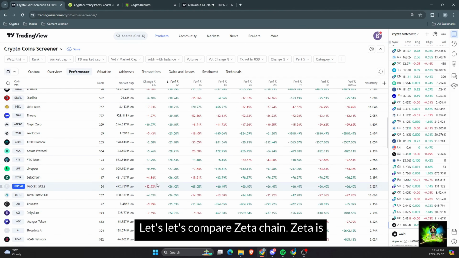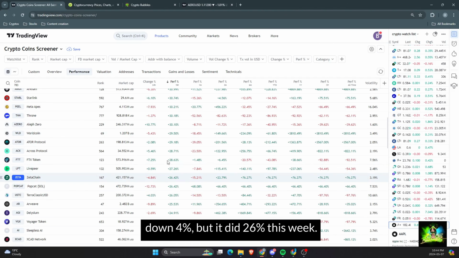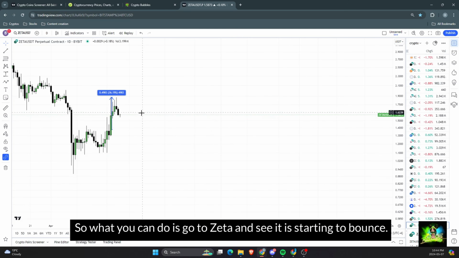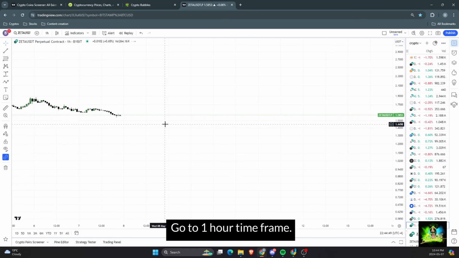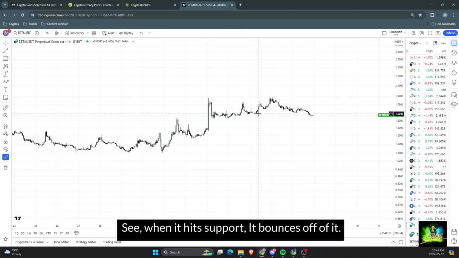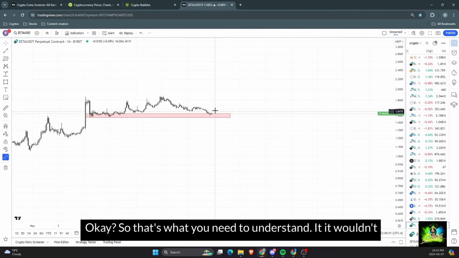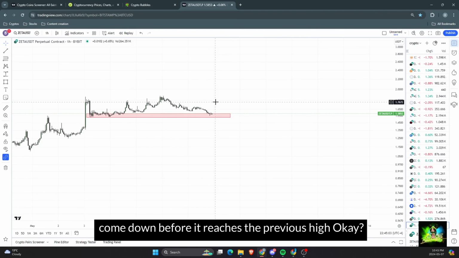Okay, let's compare Zeta Chain. Zeta is down 4%, but it did 26% this week. So what you can do is go to Zeta and see it is starting to bounce. Go to the 1 hour time frame. See, when it hits support, it bounces off of it. Okay, so that's what you need to understand. It wouldn't come down before it reaches the previous high.